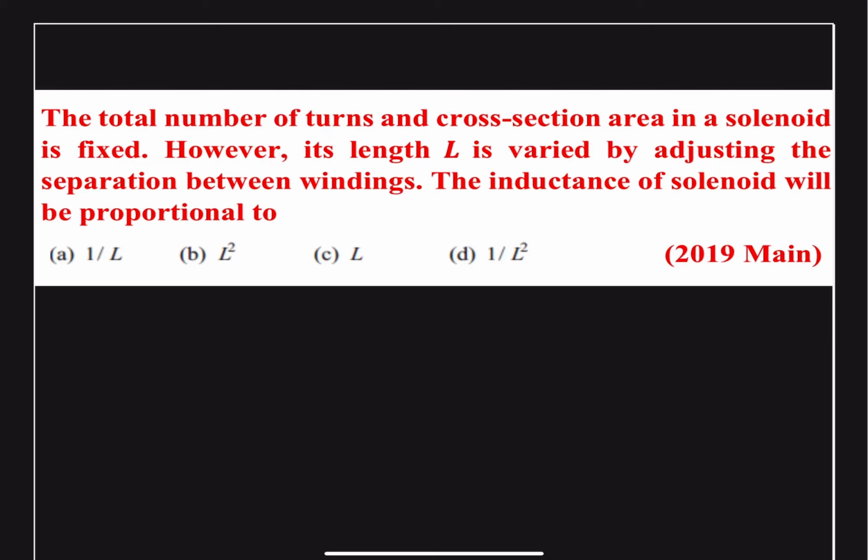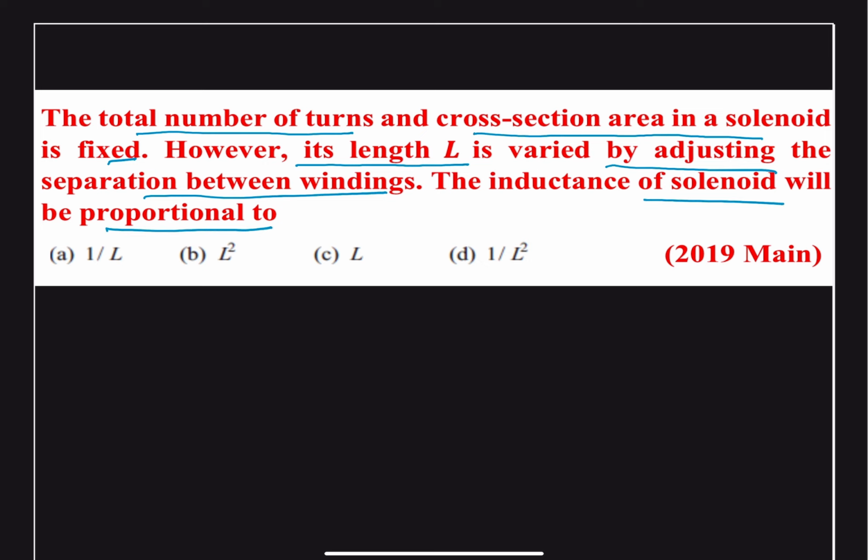Hello friends, in today's question, the total number of turns and cross-sectional area in a solenoid is fixed. However, its length L is varied by adjusting the separation between the windings. The inductance of the solenoid will be proportional to.